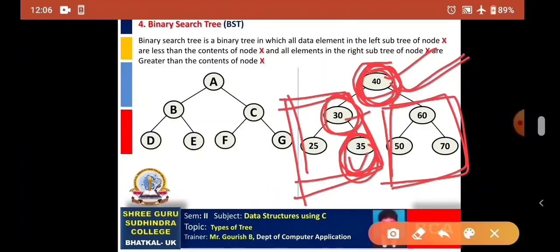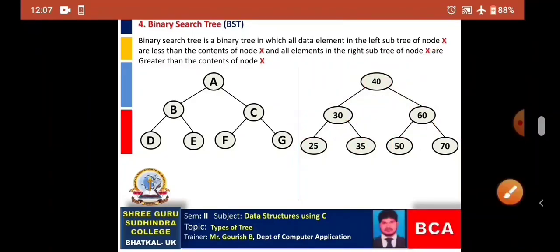Here also, consider the node 60. The left side should be less than, okay, 50 is less than 60, and the right side should be greater than, 70 is greater than 60, fine. But this 50 is there, right? This should not be less than 40. This is the condition, right?